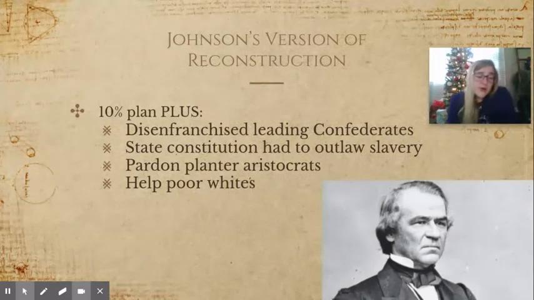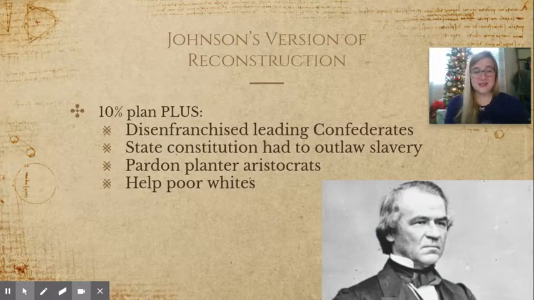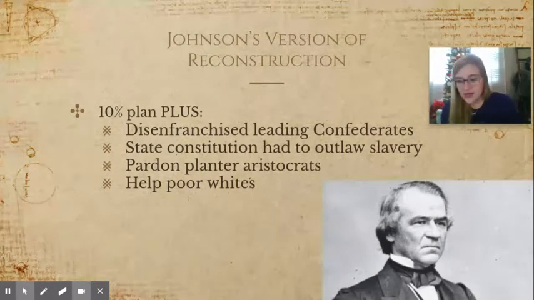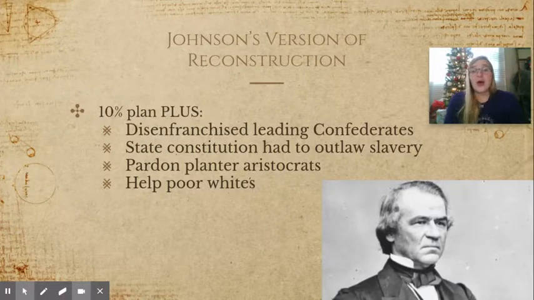Remember, he was just Lincoln's vice presidential candidate in the election of 1860, because Lincoln knew that he needed some border state support, and Andrew Johnson's from the South. He's from Tennessee. So Lincoln put him on the ticket. We didn't think he would be president. All of a sudden, Lincoln's assassinated a month after inauguration, and here we go. We've got Johnson as our president.